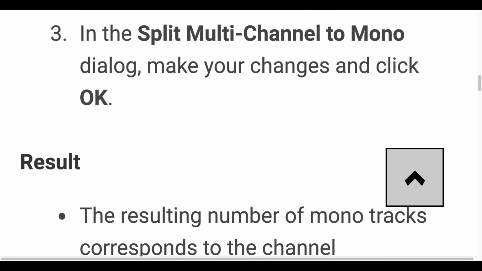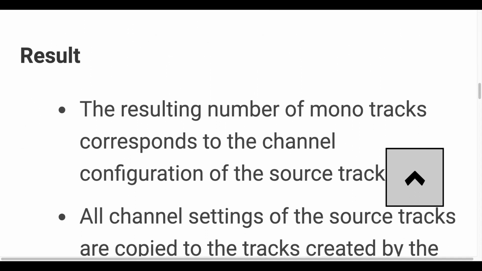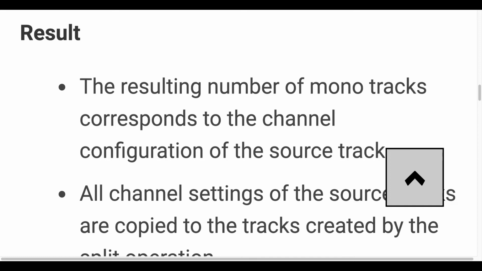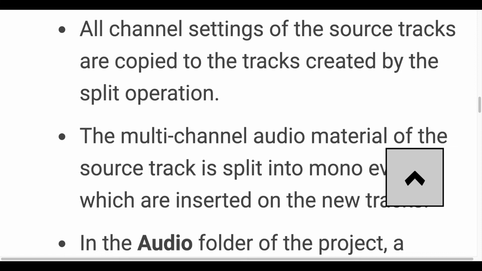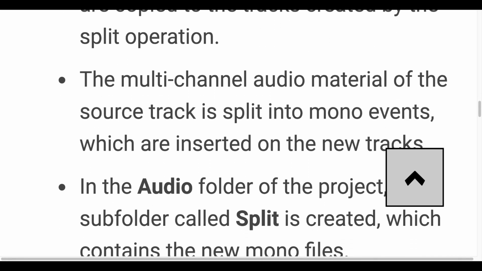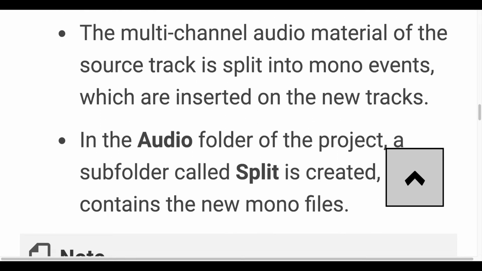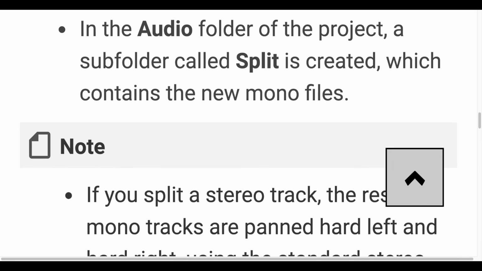Result. The resulting number of mono tracks corresponds to the channel configuration of the source track. All channel settings of the source tracks are copied to the tracks created by the split operation. The multi-channel audio material of the source track is split into mono events, which are inserted on the new tracks. In the audio folder of the project, a subfolder called Split is created, which contains the new mono files.